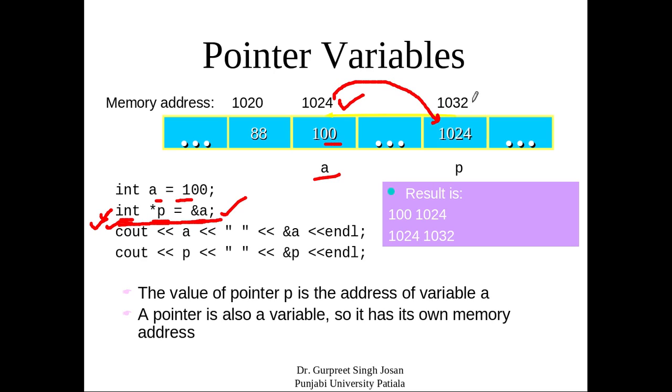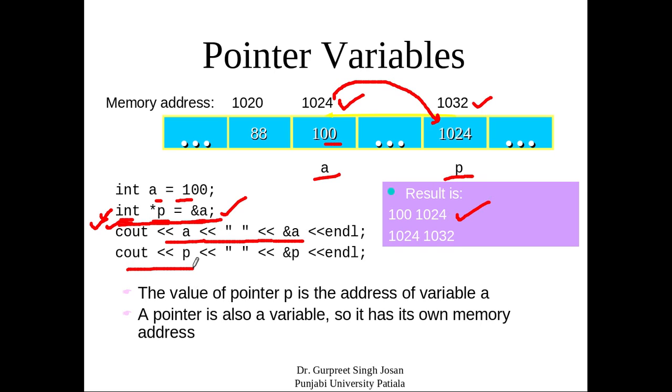Suppose that the free memory location is 1032 and that memory location is now named P. When the equal sign is executed, that means I am putting the address of a variable at this particular location. Now when I print the value of a, I use a, and &a means I am printing the address of a. So in this case it will print the value 100 and 1024.